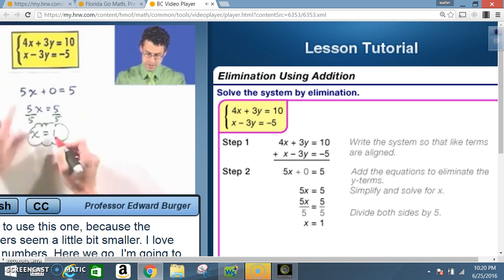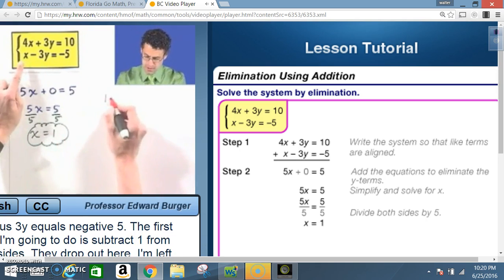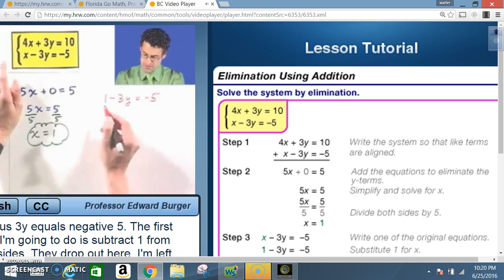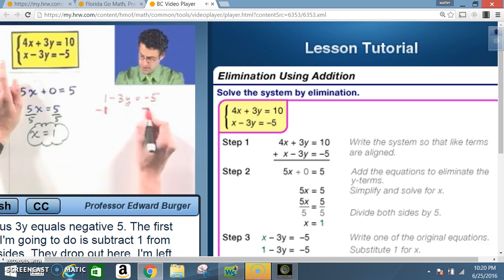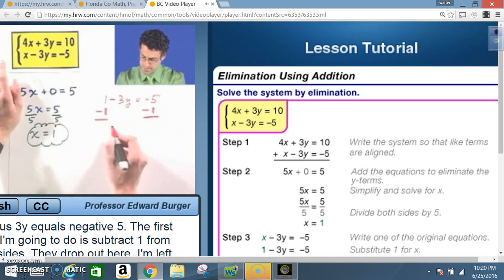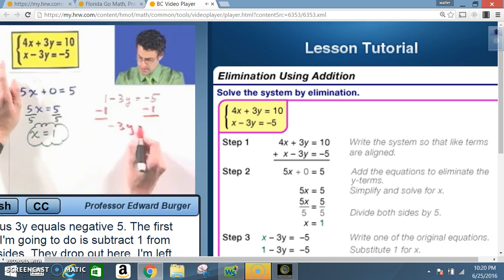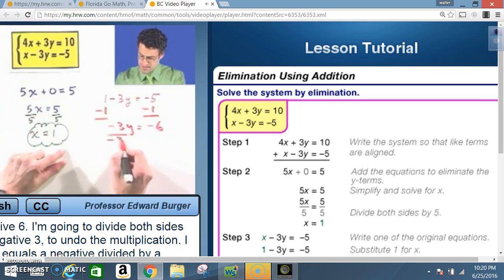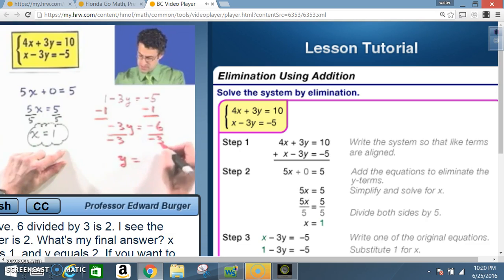So here we go. I'm going to plug in a 1 for x, and I see 1 minus 3y equals negative 5. The first thing I'm going to do is subtract 1 from both sides. They drop out here. I'm left with negative 3y equals negative 6. I'm going to divide both sides by negative 3 to undo the multiplication. And I see y equals a negative divided by a negative is a positive. 6 divided by 3 is 2. And so I see the answer is 2.